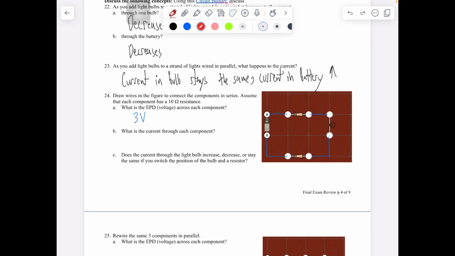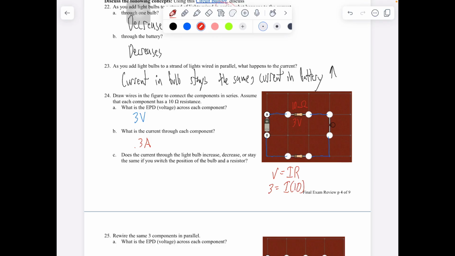What's the current for each component? Well, if we know the resistance is 10 ohms and the voltage is 3, we can use V equals IR, plug in V 3, plug in R 10, 3 divided by 10, we get 0.3 amps for current.